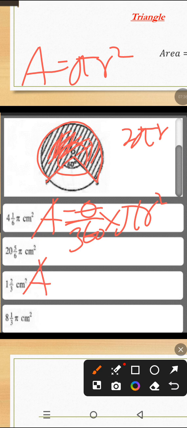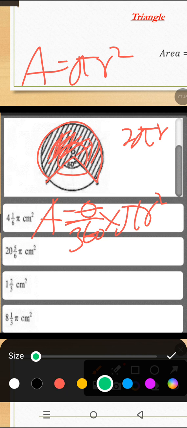So let's calculate the theta. What will be theta? Theta equals what? Let me write it up here. Theta will be equal to what? 360 minus the 60 equals 300. Isn't it? Because this alone is 60 and the total angle is 360. So we calculate theta by just doing this. This is a simple work to do.